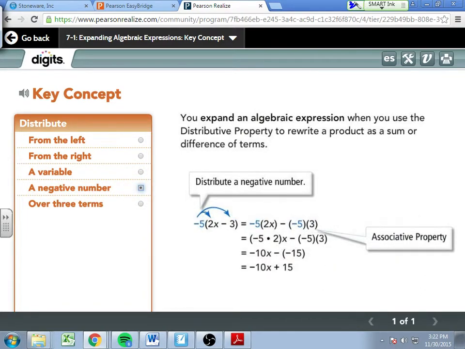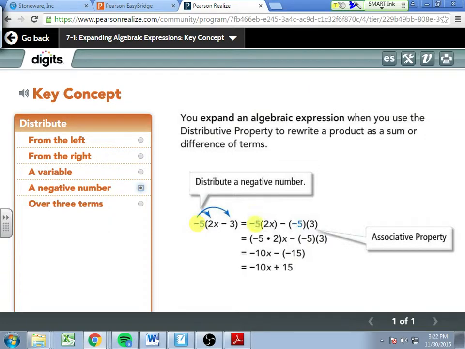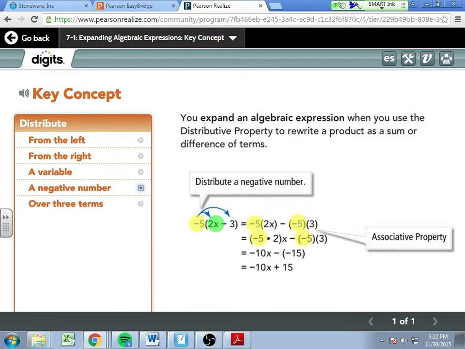On a negative number, it then takes my negative all the way through. So notice I start with -5, there's -5, there's -5, and then it multiplies in with them. But my 2x just stayed 2x. Here, they take the minus as a minus. And the 3 just stays positive then. And then they do the work all the way through.